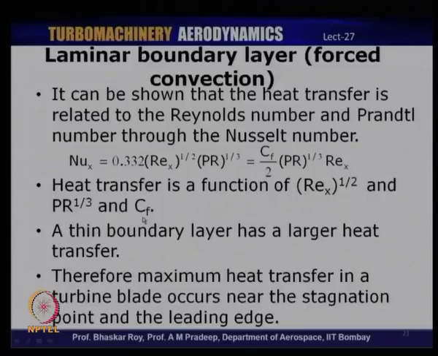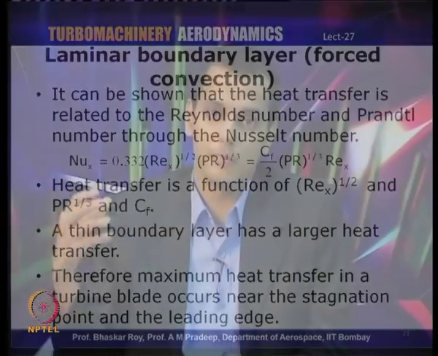What is also interesting to note is that a thin boundary layer has a larger heat transfer. The thinner the boundary layer, the larger the heat transfer, because you do not have a buffer which will separate the surface from the free stream. Therefore, the maximum heat transfer would take place at the stagnation point, where the boundary layer thickness is close to 0. That is where the boundary layer begins development, and since there is no buffer between the free stream, which is at a high temperature, and the surface, which is at a lower temperature, the heat transfer rate is the maximum.